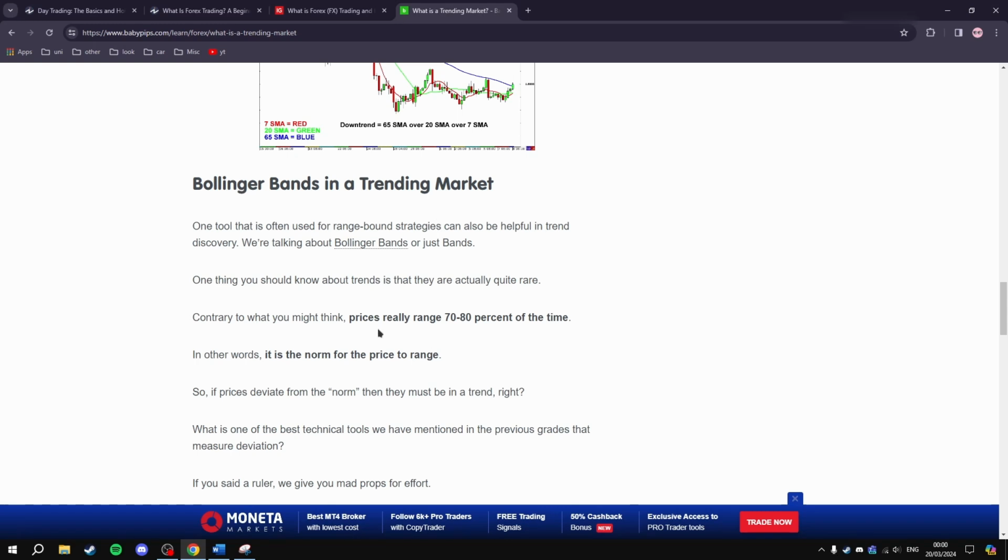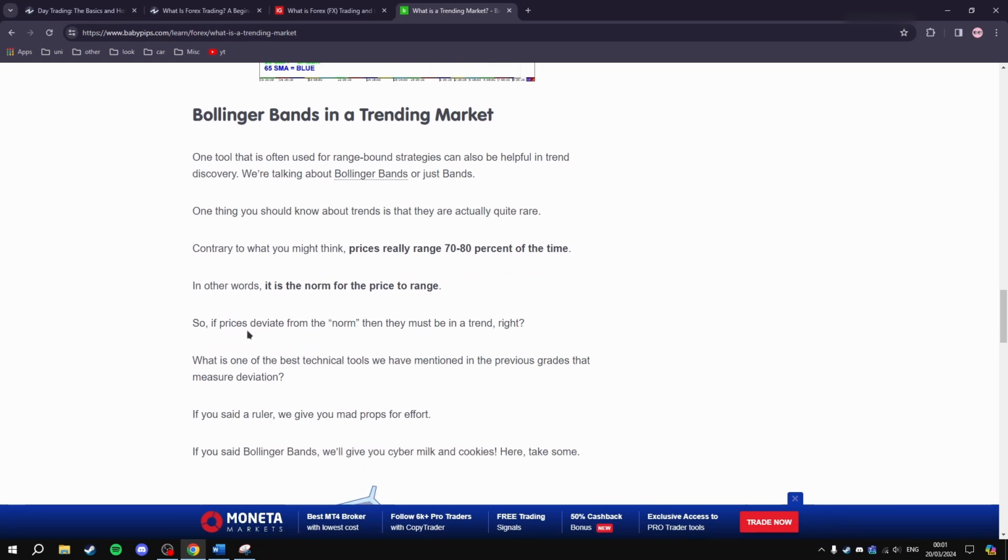Bollinger Bands in a trending market. One tool that is often used for range-bound strategies can also be helpful in trend discovery. We're talking about Bollinger Bands, or just bands. One thing you should know about trends is that they are actually quite rare. Contrary to what you think, prices really range 70 to 80% of the time. In other words, it is a norm for the price to range. So if the price deviates from the norm, then there must be a trend, right?